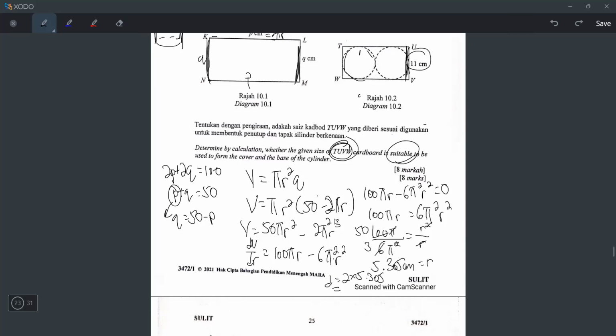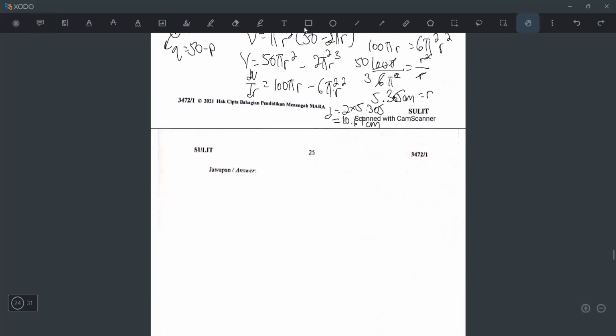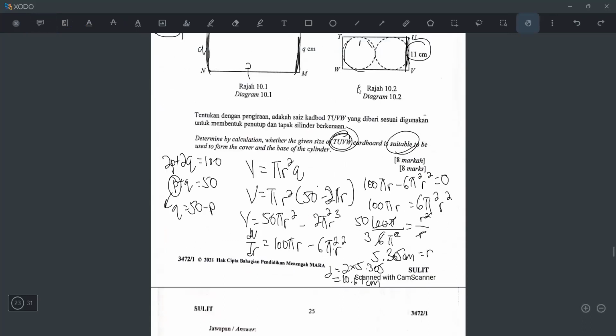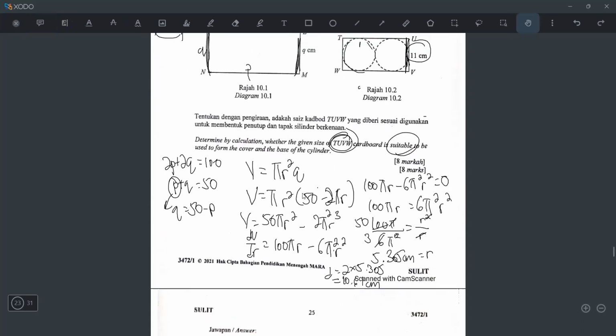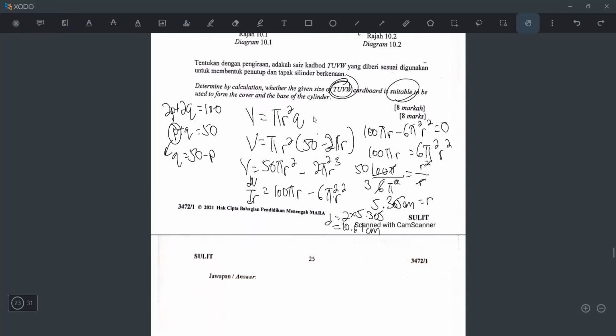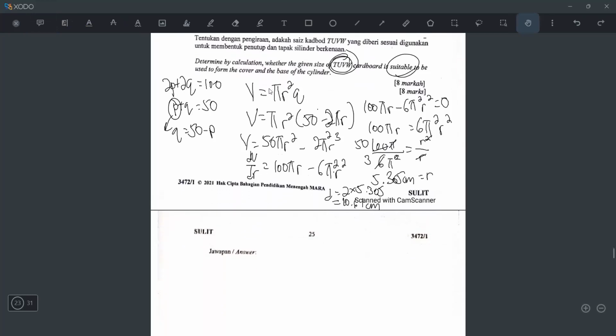So what's the answer times 2? 10.61. Yeah, 10.61 cm. So yeah, I think this cardboard is suitable because it's lesser than 11, and it means you can fit. You can actually form the cylinder this way. So I will say cardboard TUVW is suitable, right?